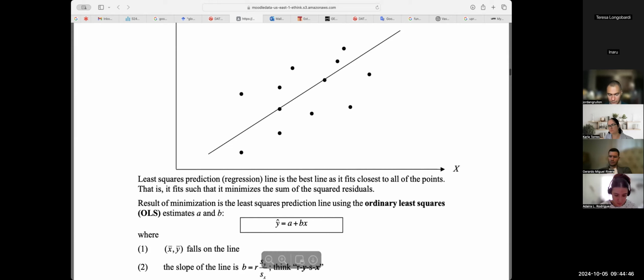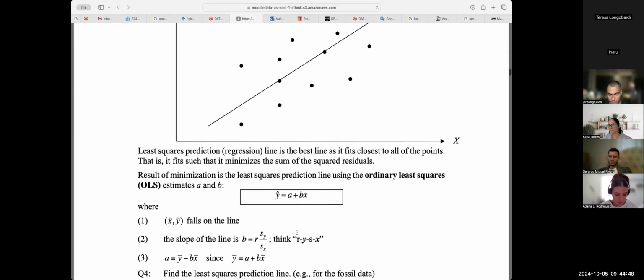I created this acronym, or mnemonic device, to help you remember the formula, but you don't have to memorize it because you can put it aside and use it for the exam. But I used to teach, and students had to memorize it. So I gave them this tip to memorize the order: SY over SX.